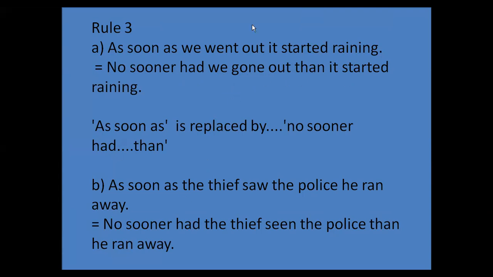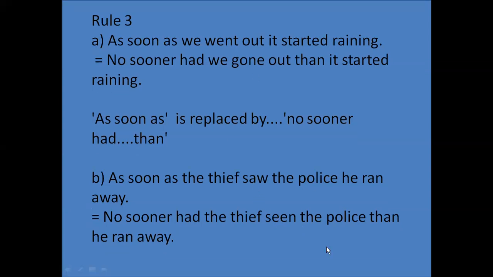Same way, as soon as the thief saw the police, he ran away. Same way, no sooner had the thief seen the police. In the question, there is saw. We are writing seen in the answer. It's because we write had here. No sooner had the thief seen the police than he ran away. Okay, I hope you understood. Anyone has any doubt, can clear it. If not, then I'm giving you two questions out of here.